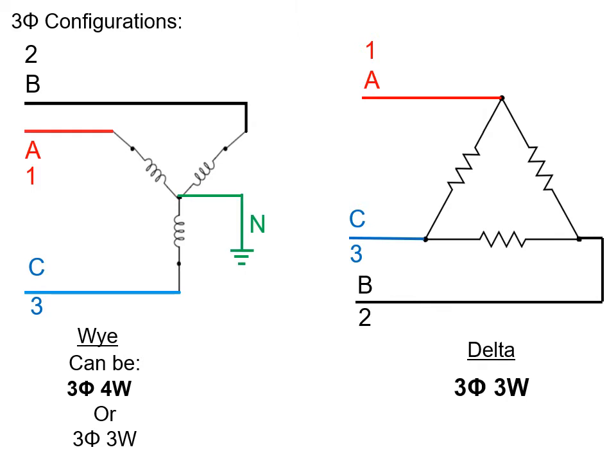Deltas are a three-phase 3-wire system. Now a Y can be a three-phase 3-wire. And you can also have split deltas and high leg deltas, which can be a three-phase 4-wire system. But I will not be covering any of those specialty configurations in this. So let's take a look at a Y configuration.